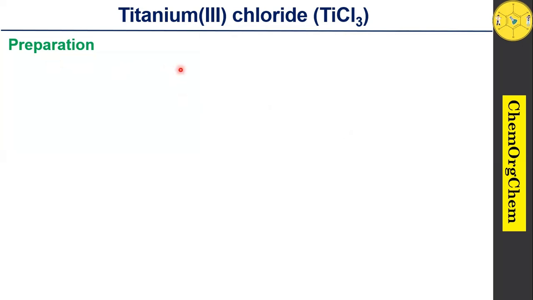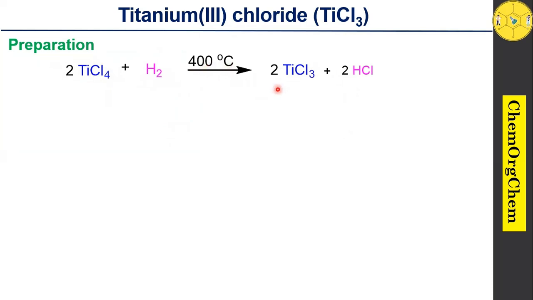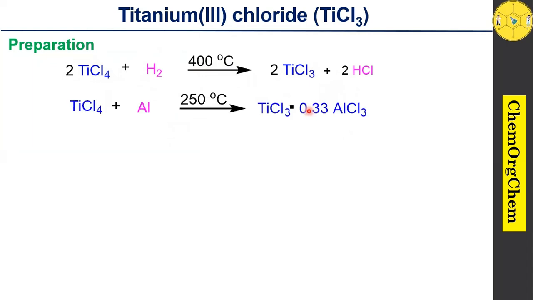First, we are going to see how to prepare titanium trichloride. This is one of the methods: when you take titanium tetrachloride with hydrogen gas and heat it at 400 degrees Celsius, you will get the corresponding titanium trichloride. This is another method: when you take titanium tetrachloride and react it with aluminum at 250 degrees Celsius, it produces the corresponding titanium trichloride.